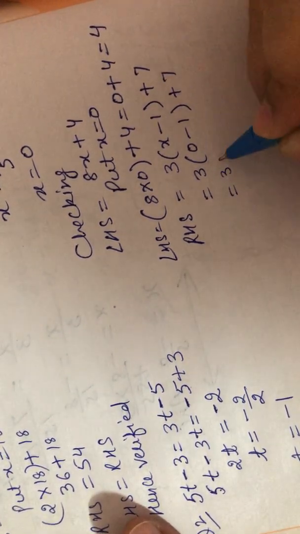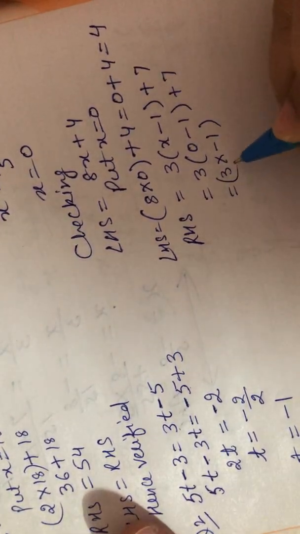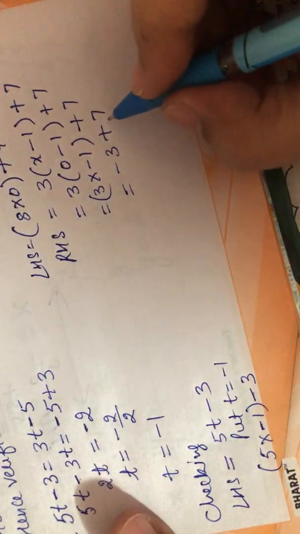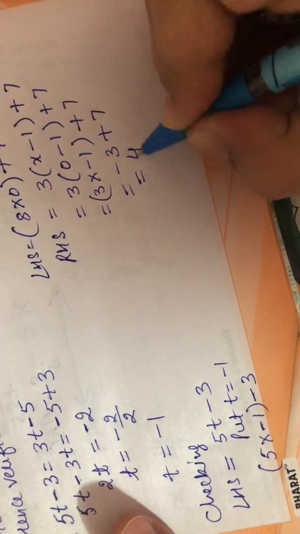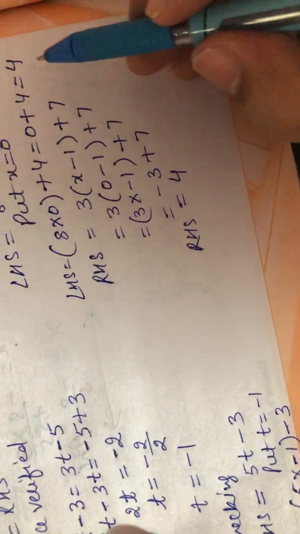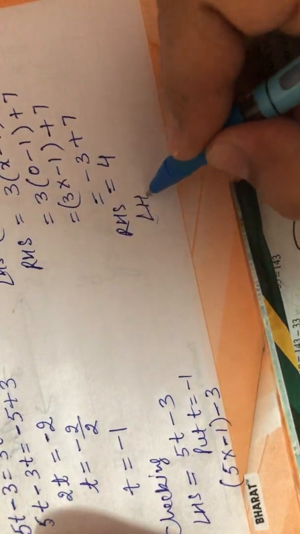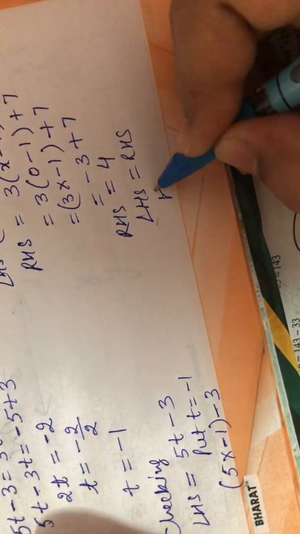So 0 minus 1 is minus 1. It becomes 3 into minus 1 plus 7. Minus 3 plus 7, and 7 minus 3 is 4. So right hand side is also 4. LHS is 4. RHS is 4. LHS equal to RHS, hence verified.